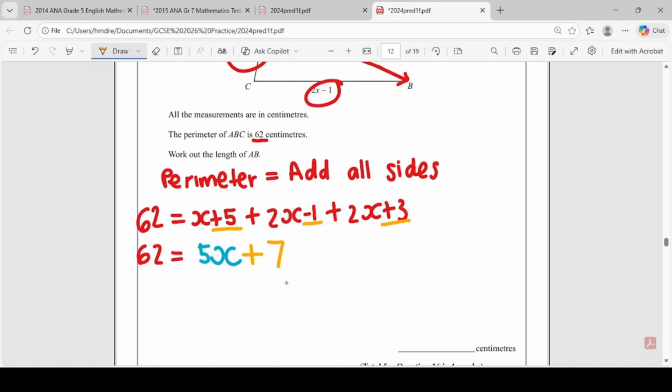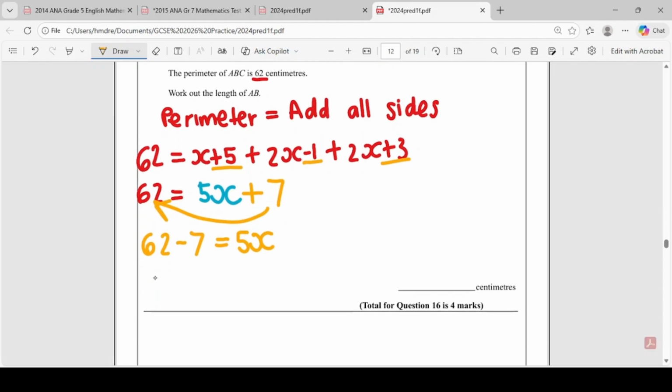We want x all by itself. Let's take that 7 across. So we're going to go 62, take away the 7 when we take it across. 62 take away 7 is 55. We want x by itself, so let's take that 5 across. We were timesing by 5, we're going to divide by 5. So 55 divided by 5 is 11. So that means x is 11.